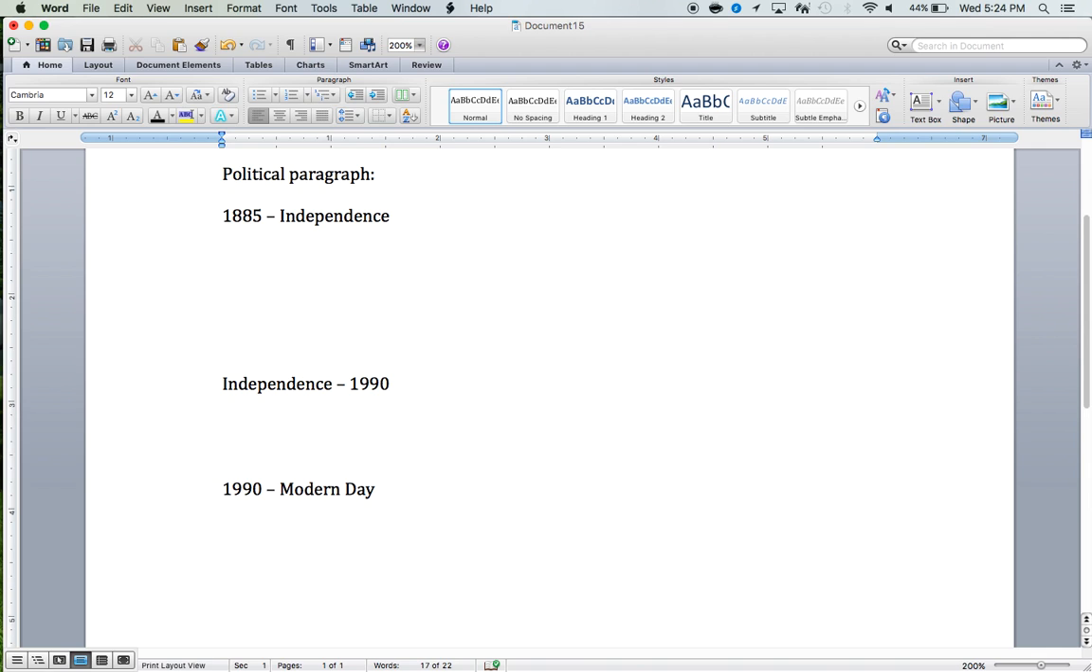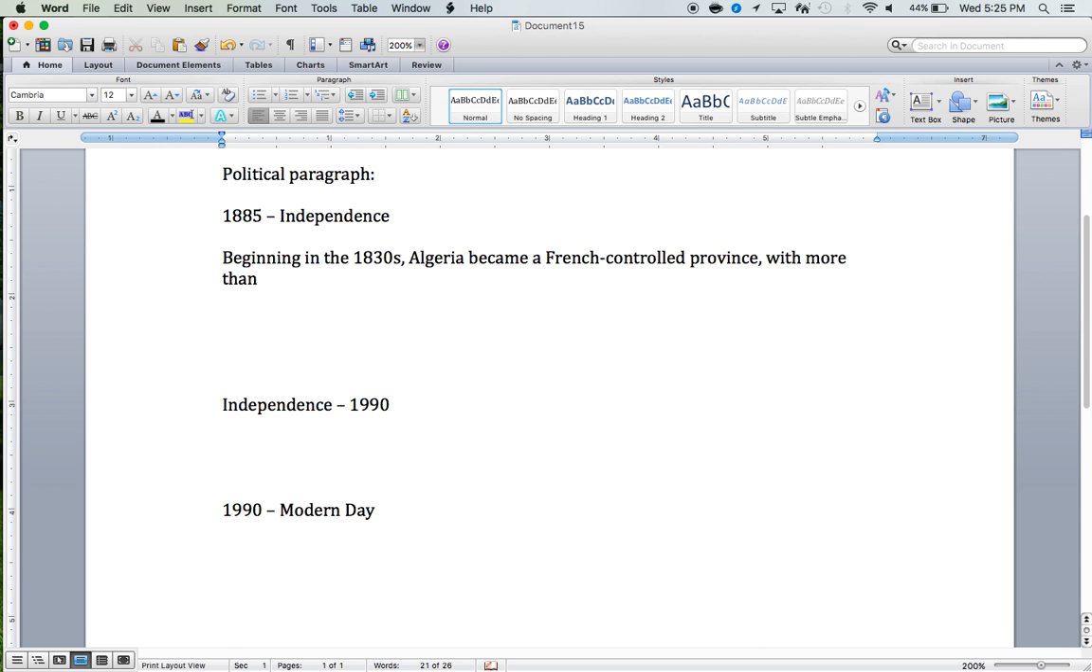And I do some reading through my databases, and I discover this story from 1885 relative to the independence period. So I might say, for example, about Algeria, beginning in the 1830s. Now I know this is going back a little bit earlier, but that's the story for Algeria. Algeria became a French-controlled province with more than 1 million French citizens moving to Algeria and seizing native lands. Now, let's say I get this from an ABC Clio database.